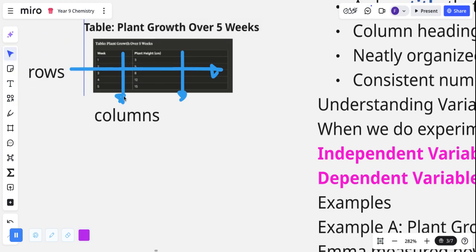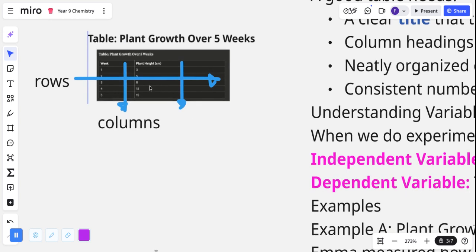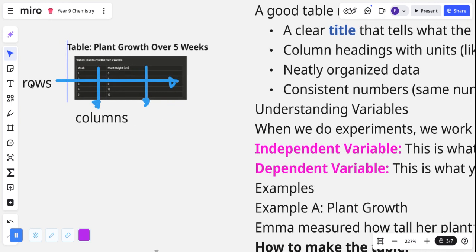Okay? So when you put a heading into a column, it must contain the units. Weeks don't really have a unit. If it was time, you could put time and then brackets weeks. Plant height, they've measured it in centimeters. This is what I mean by units. Okay, and you've got to.